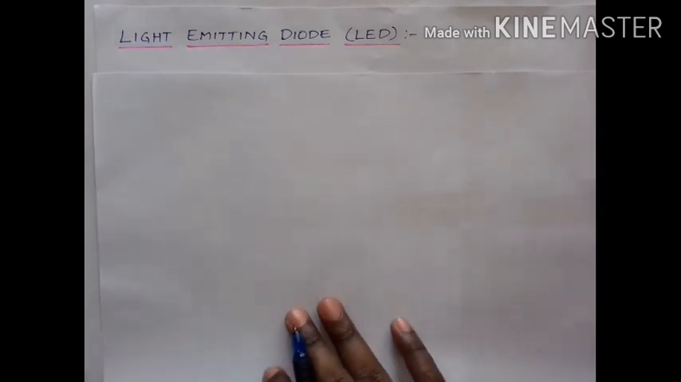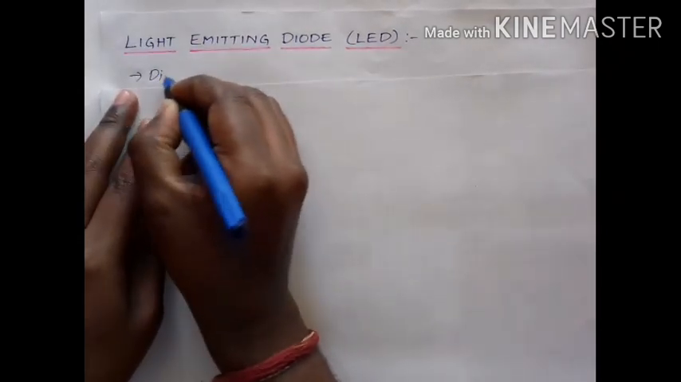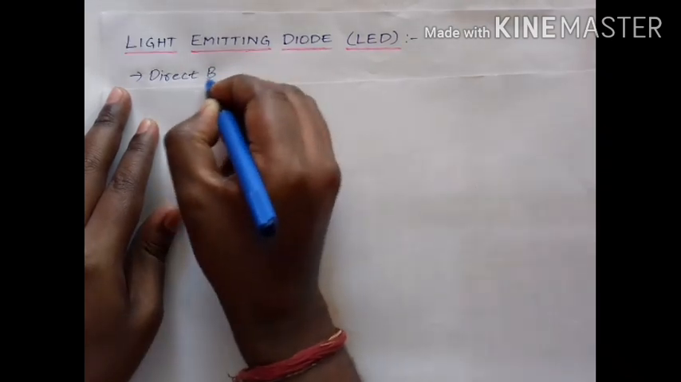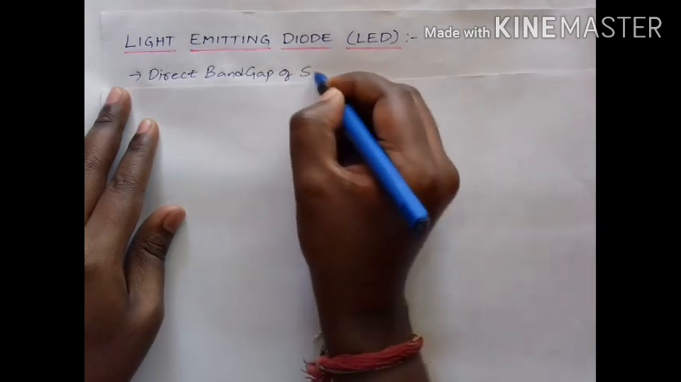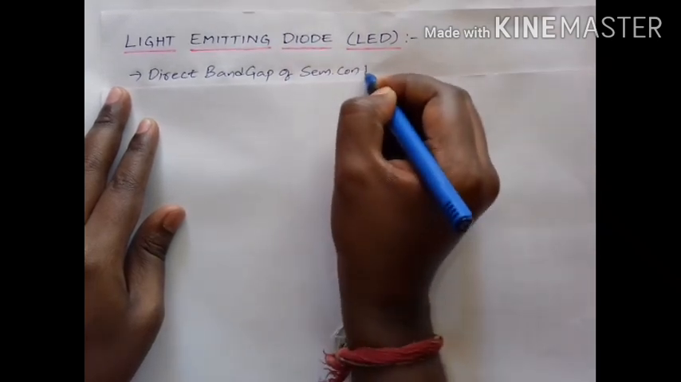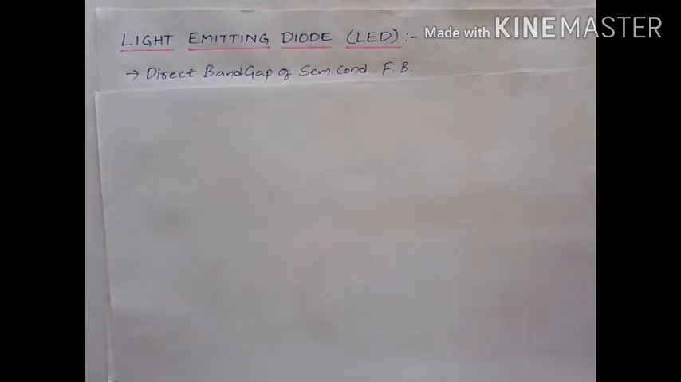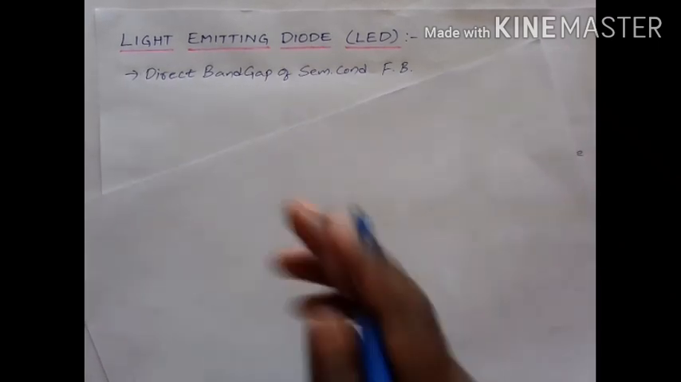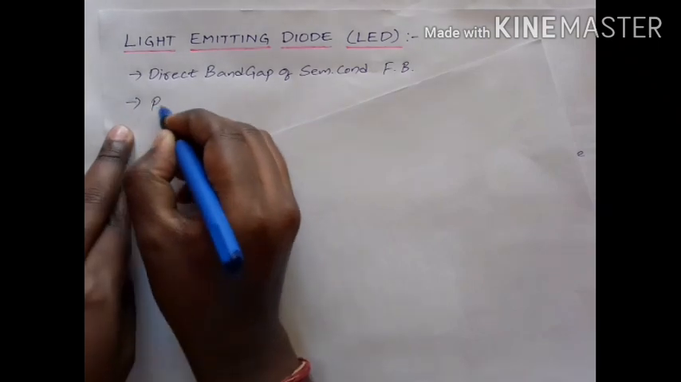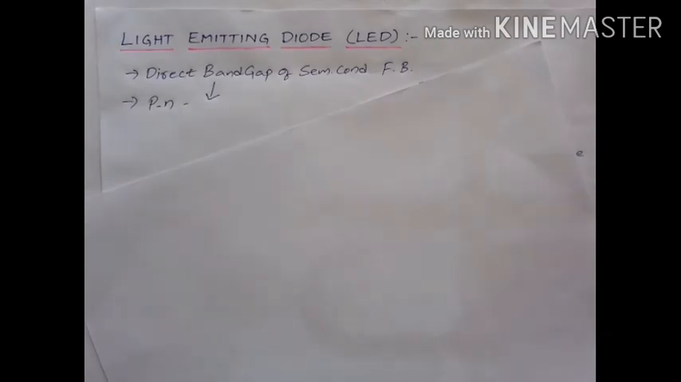An LED is a direct band gap semiconductor device which works only in forward bias. An LED is a PN junction diode. We can also say that an LED is a PN junction diode which is made up of direct band gap semiconductors.